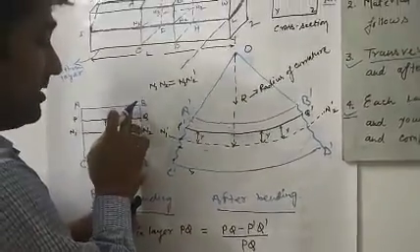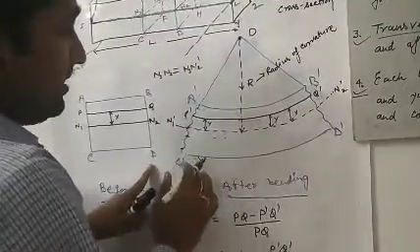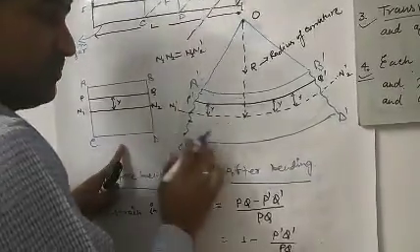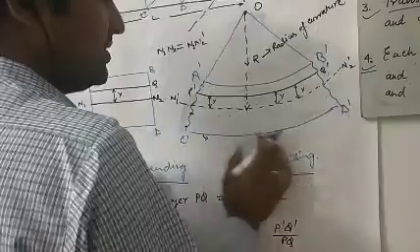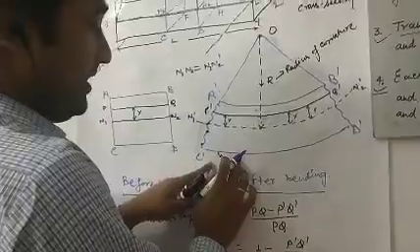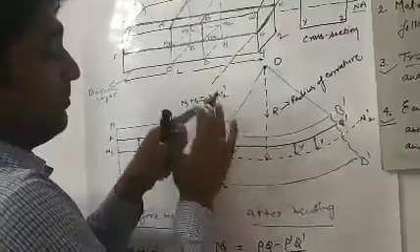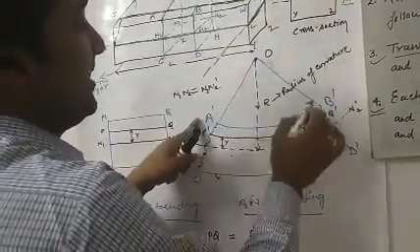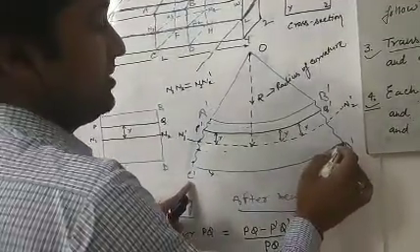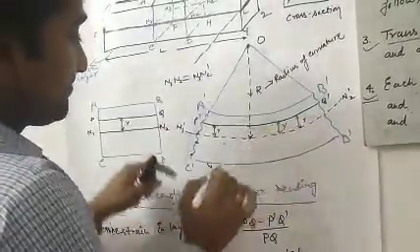Is smaller than AB. That suggests AB is being compressed into A dash, B dash, and the length of C dash, D dash is larger than CD. It says that CD is elongated into C dash, D dash, right? And this is the maximum one, right? That suggests, this curvature suggests that compression is maximum in A dash, B dash, and tension, elongation, is maximum in C dash, D dash, right?